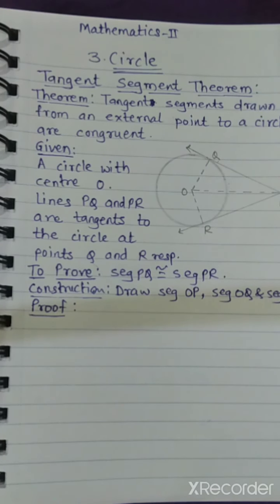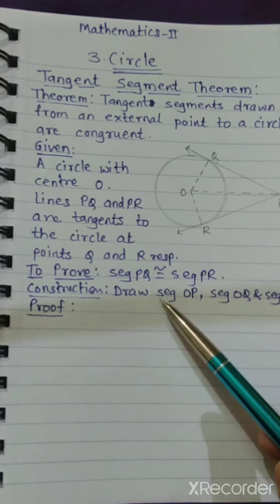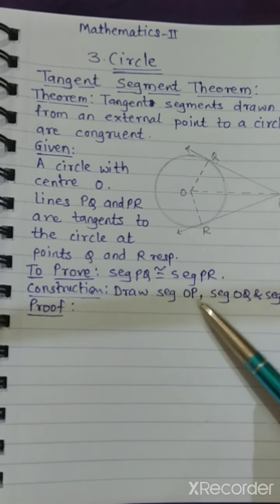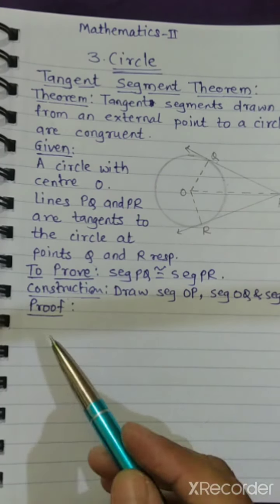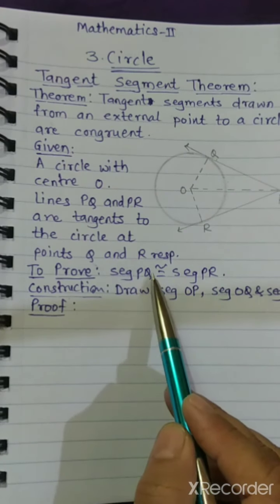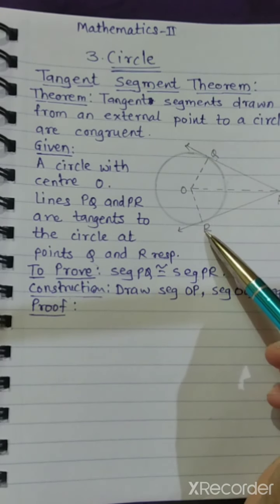Now for that we have to do one more thing, that is a construction. What is the construction here? We have to draw segment OP, join OP, then segment OQ and segment OR. Okay, now the proof. We have to prove segment PQ is congruent to segment PR.